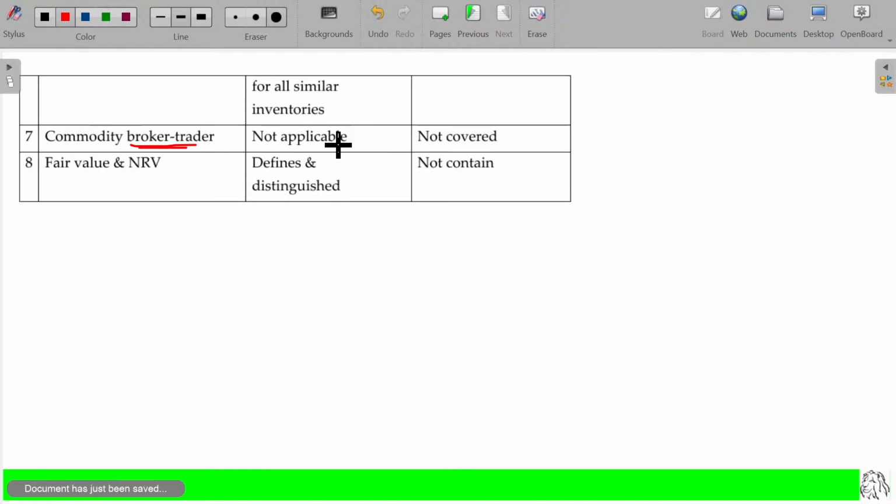Commodity broker-traders: not applicable, not covered here. It is stated here that it is not applicable, but in AS 2 there is no such information. Commodity broker-trader information is missing there altogether. Fair value and NRV are defined here and distinguished, but such a thing is not available in AS 2. Fair value means the value at which it is traded in the market between buyer and seller, where they have information about the price. Then it is called fair value.